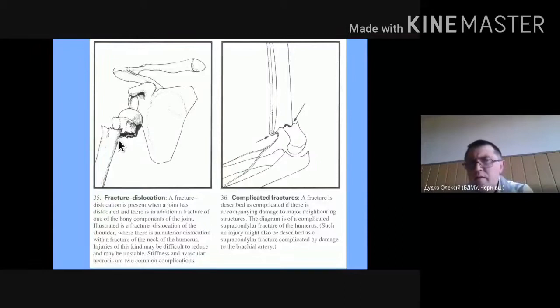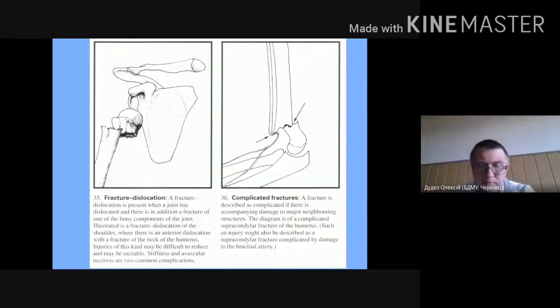Many students are confused about complicated fractures. They think that the more bony fragments, the more complicated the fracture. A complicated fracture is a fracture where bone fragments cause injury to vital structures, such as arteries or nerves, or the fracture becomes open, and they need more intensive treatment.